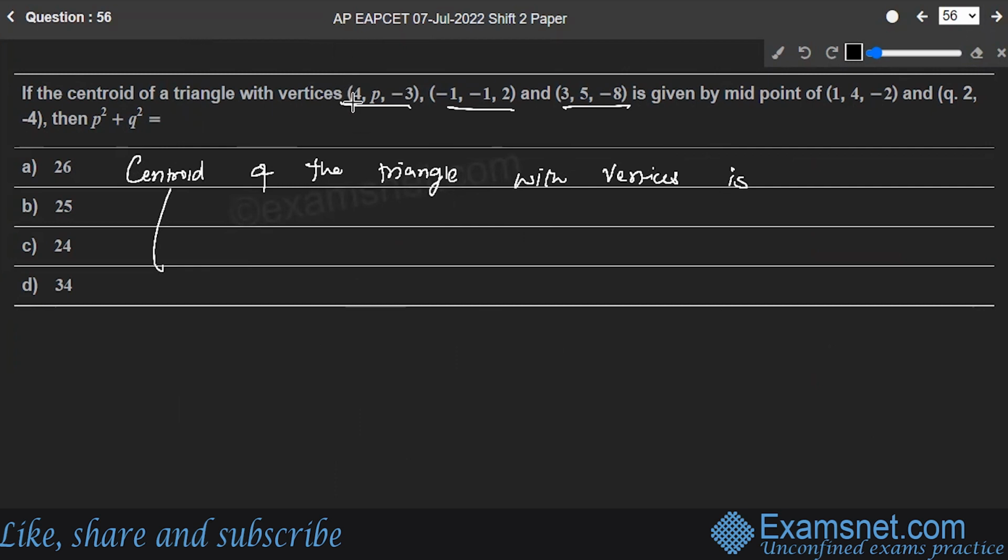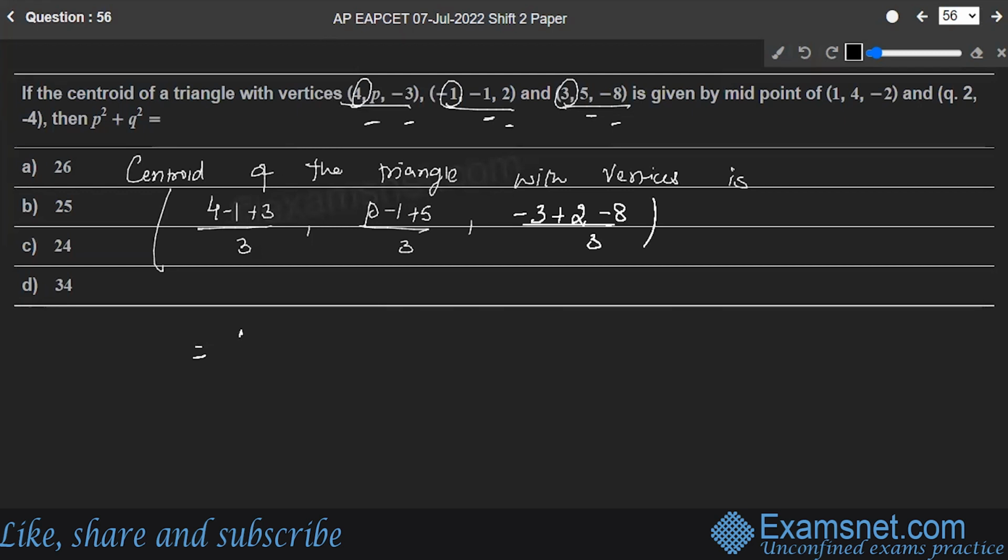The centroid of these three vertices is given by 4 minus 1 plus 3 whole divided by 3, comma p minus 1 plus 5 divided by 3, minus 3 plus 2 minus 8 whole divided by 3. You will solve this and you will have 6 upon 3, which is equal to 2. Then p plus 4 upon 3. And this one will be equal to minus 9 upon 3, which will be equal to minus 3. Right? This is the centroid of the triangle with these vertices.